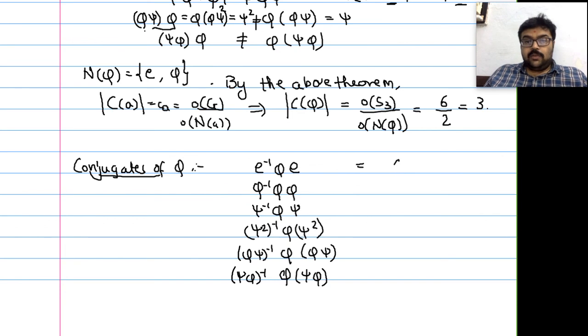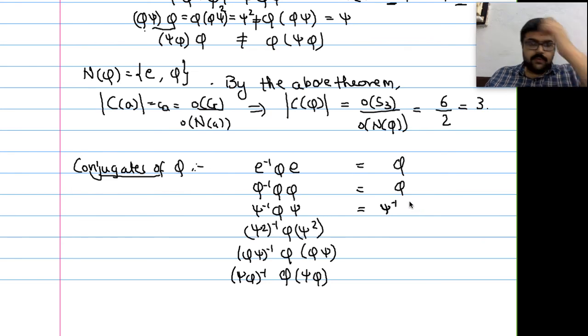So this is going to be phi. What about this? Phi inverse phi phi is again phi. So you see there is a repetition. This is phi, so phi is a conjugate of phi. So far we have not found any other conjugate. What about this? Psi inverse phi psi. Let me write psi inverse as it is, and phi psi can be written as psi square phi.